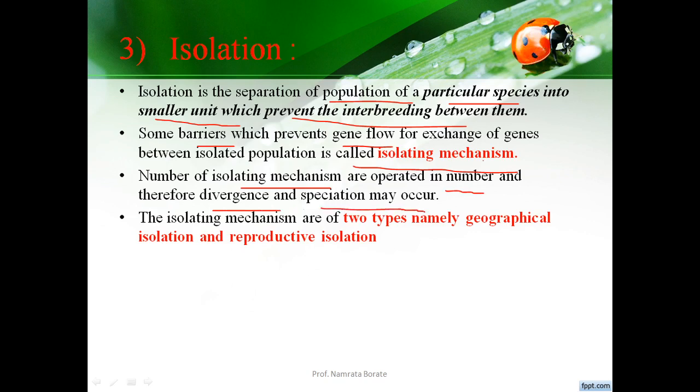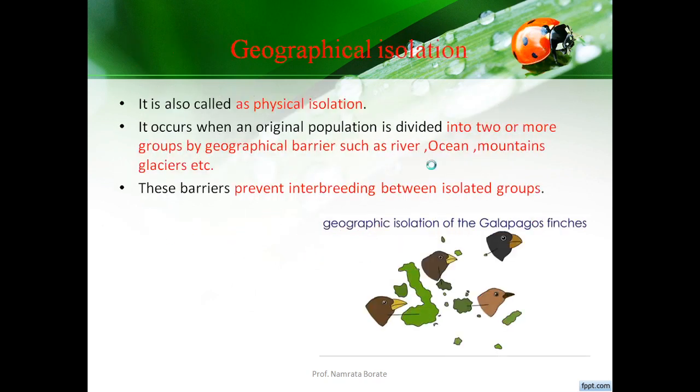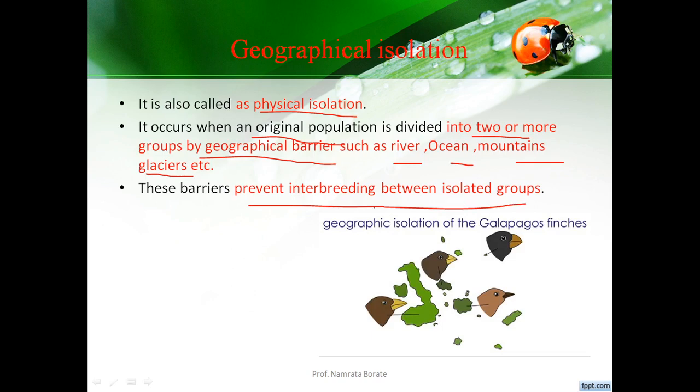The isolating mechanism is of two types. The first one is geographical isolation and the second one is reproductive isolation. First of all we see geographical isolation. Geographical isolation is also called physical isolation. It occurs when an original population is divided into two or more groups by a geographical barrier, either a river, ocean, mountain, or glacier. This barrier prevents interbreeding between the isolated groups.